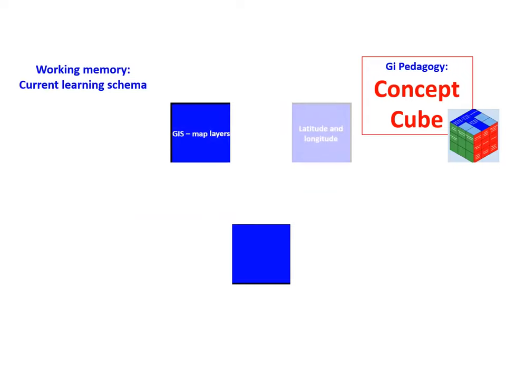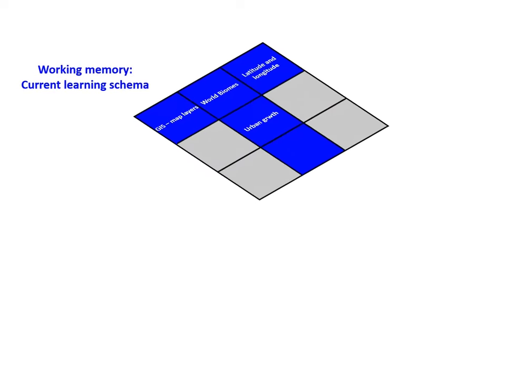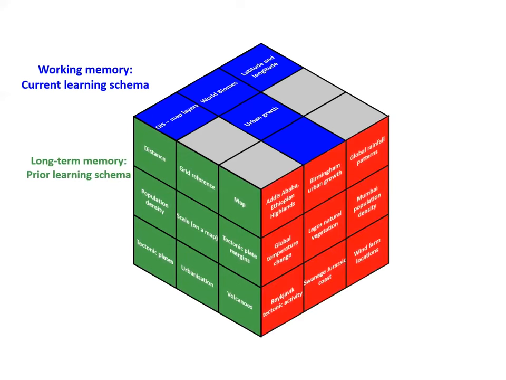Looking at the cube, we then put the current learning we want from this, and then develop this: the green, which is the long-term memory prior, and the red, the long-term memory in the future. So using this template, we would advocate that this is how you approach planning your lessons.